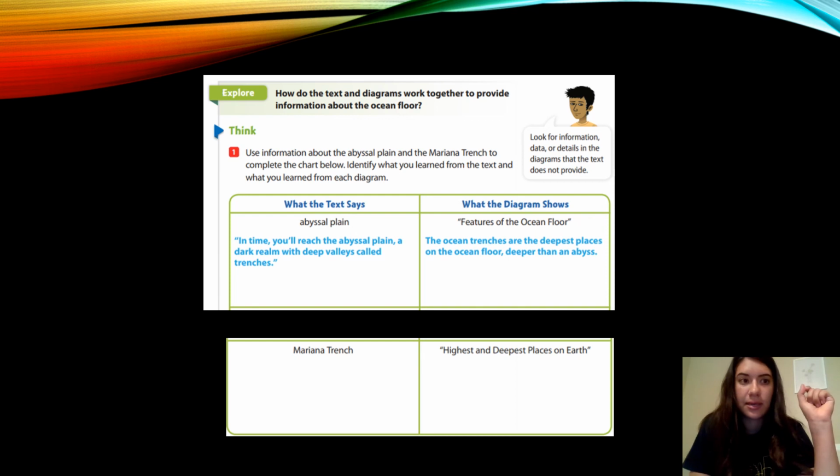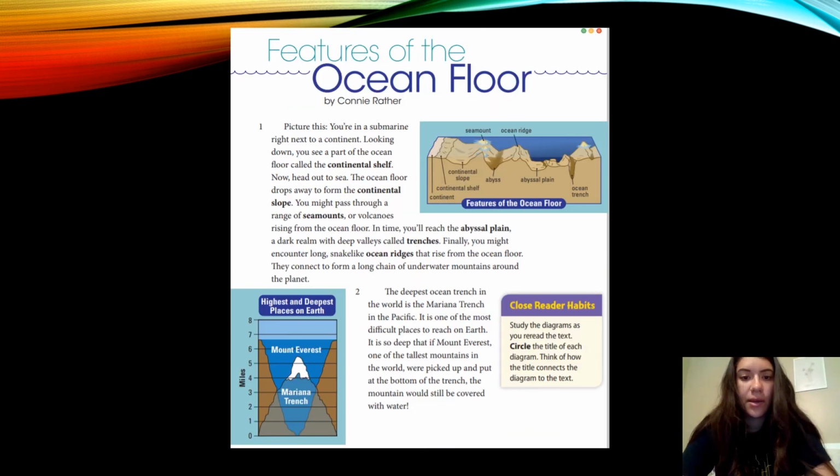Let's go back to the text. So I know that in paragraph 2 we talk about the Mariana Trench. So I'm going to find a sentence that talks about how deep it is. I see that the first sentence says the deepest ocean trench in the world is the Mariana Trench. That would be what the text says.